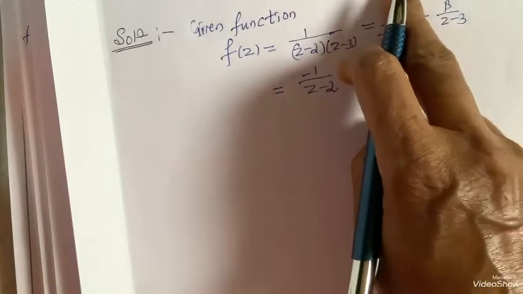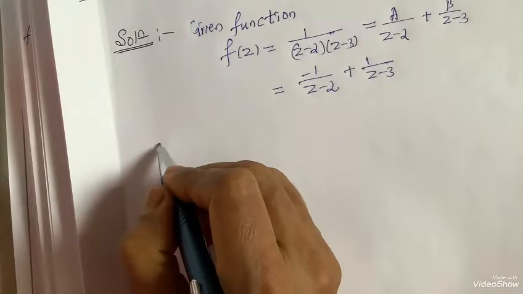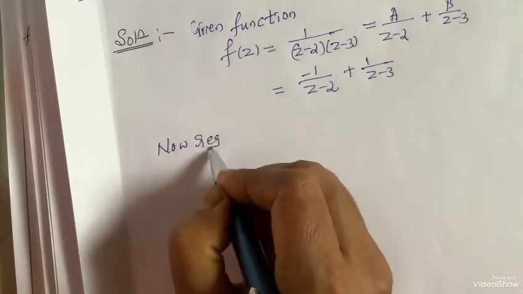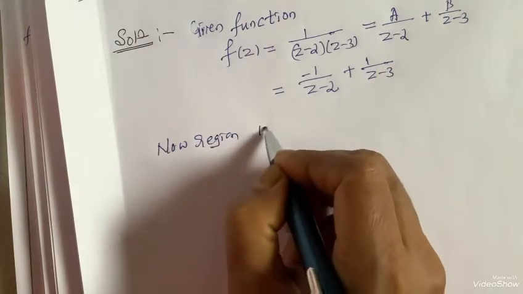Then you take the region here. The region, or the domain, is given: mod z is less than 1.